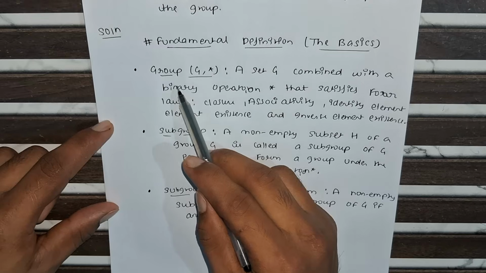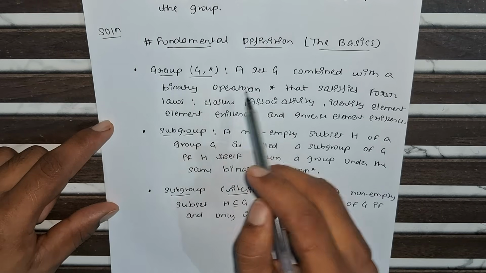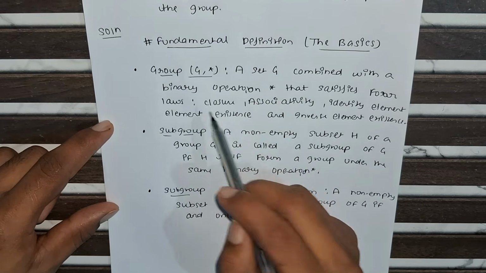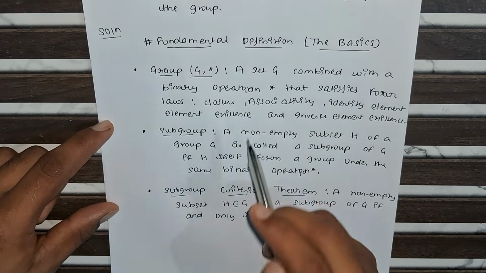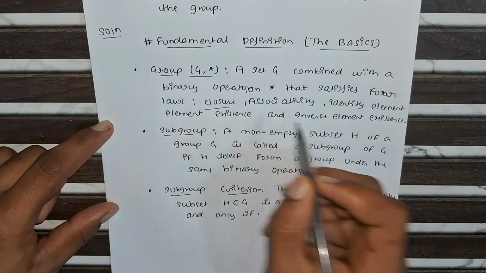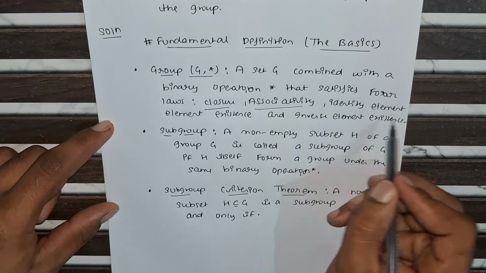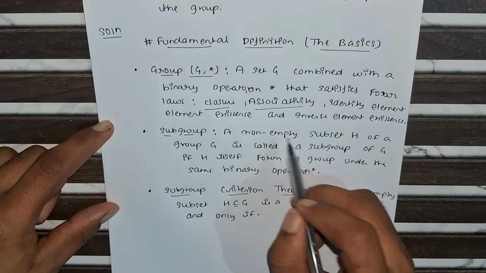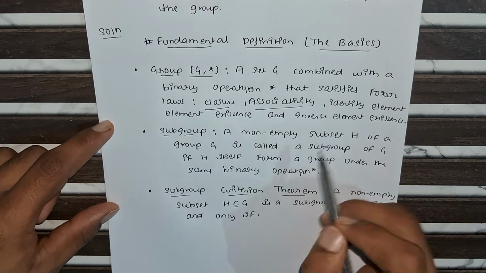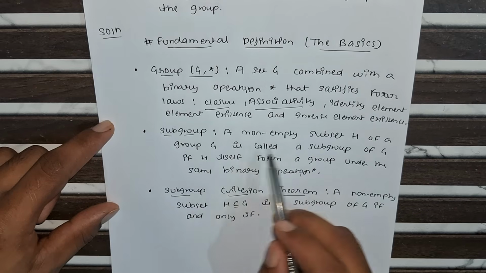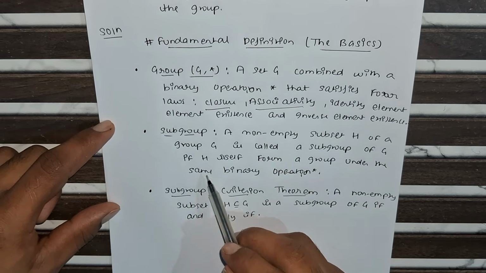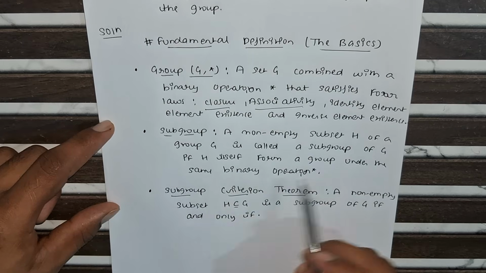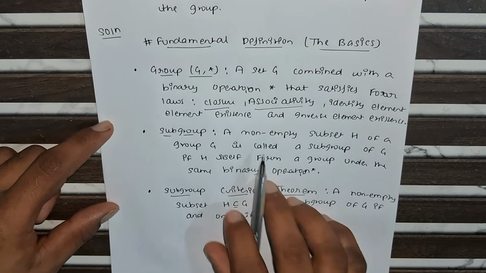First one is group, which is (G, *). It means a set G combined with a binary operator asterisk that satisfies four laws: closure, associativity, identity element existence, and inverse element existence. Now move to the subgroup, which is a non-empty subset H of a group G. It is called a subgroup of G if H itself forms a group under the same binary operator, which is asterisk.